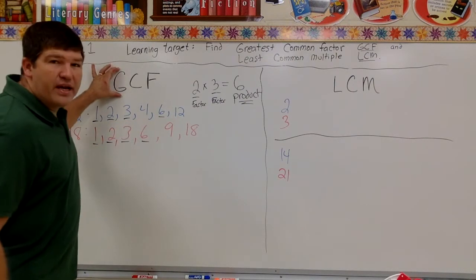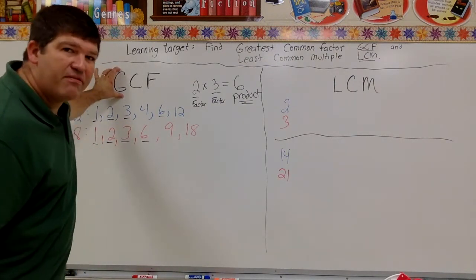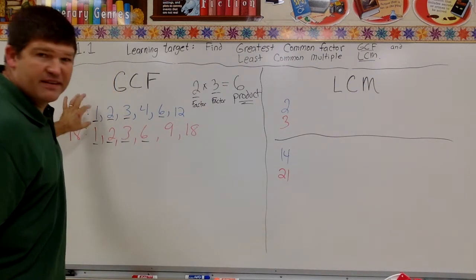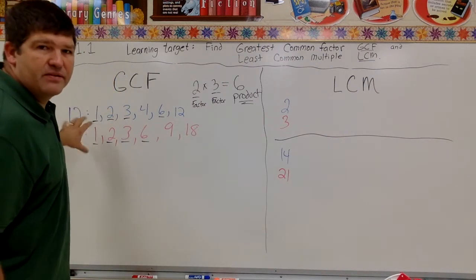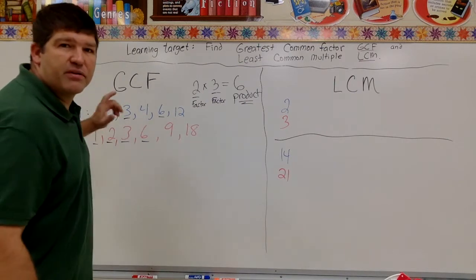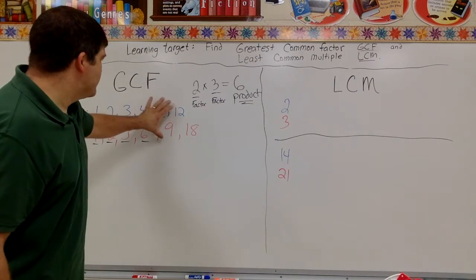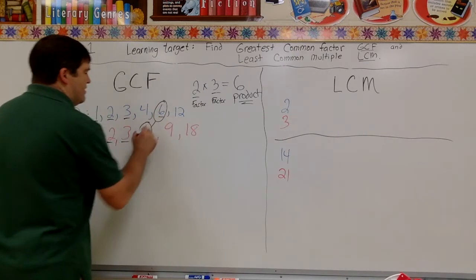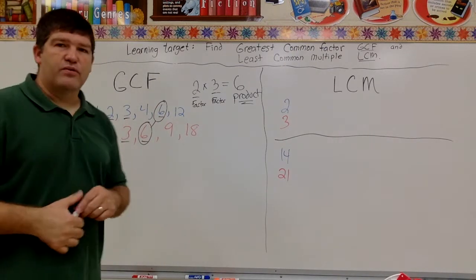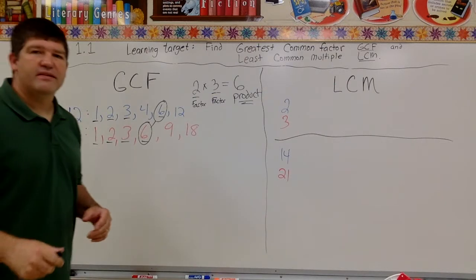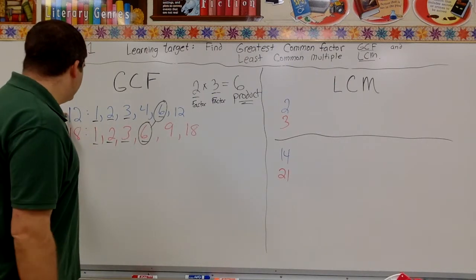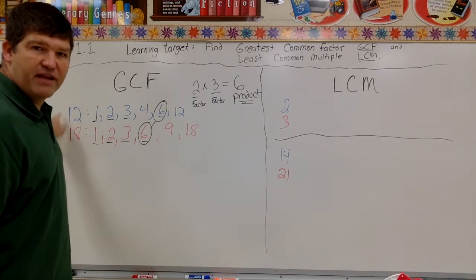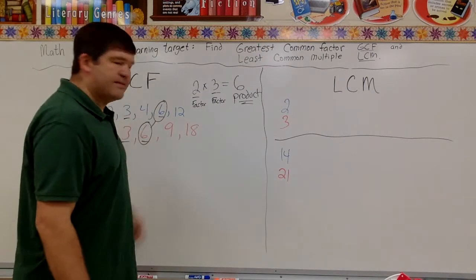Now, I want the greatest. I want the biggest common factor. Not this small one, not this little 1 or little 2. Those are small, those are least. I want the greatest. So I look at what's the biggest one that's common, and it's easy to see that it is 6. So the greatest common factor, the one that is common to both 12 and 18, is 6.